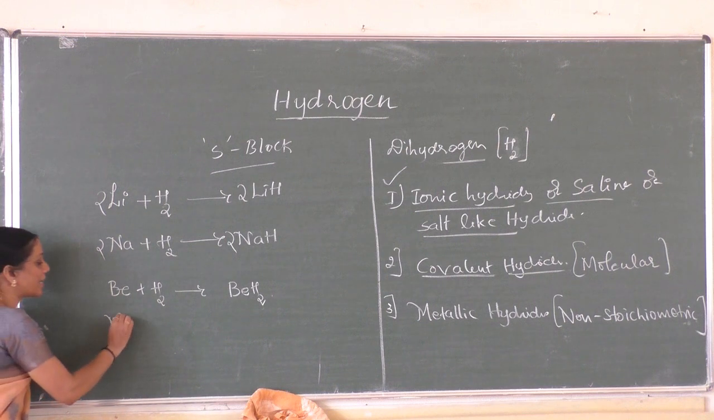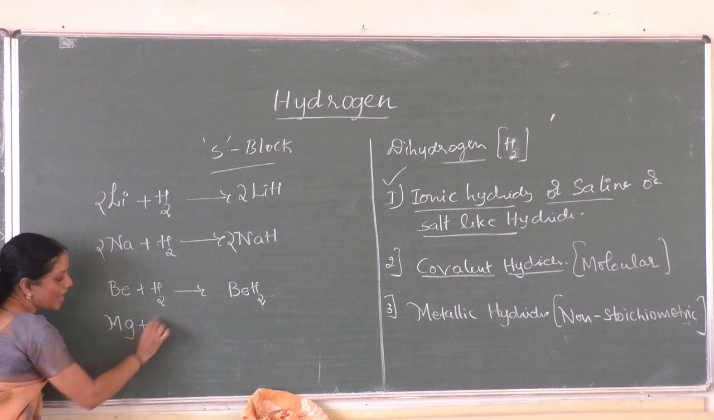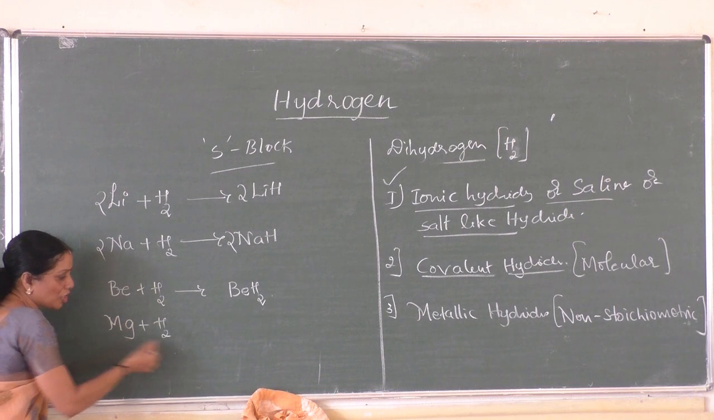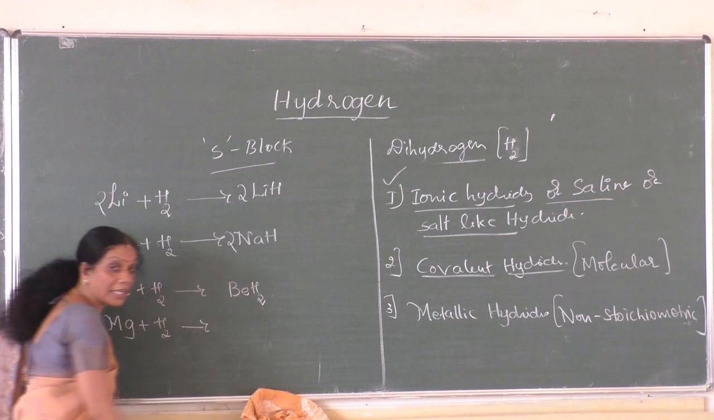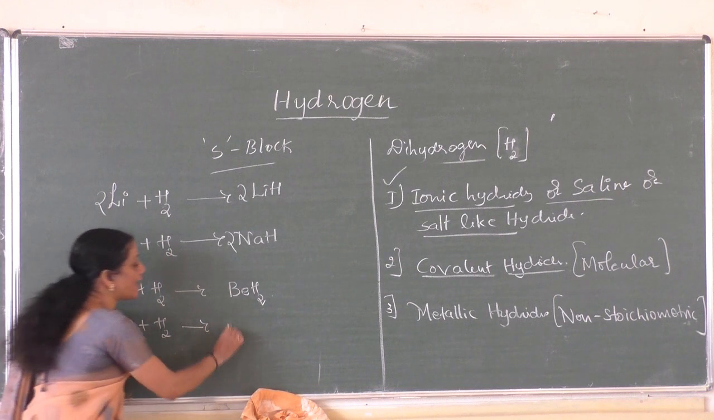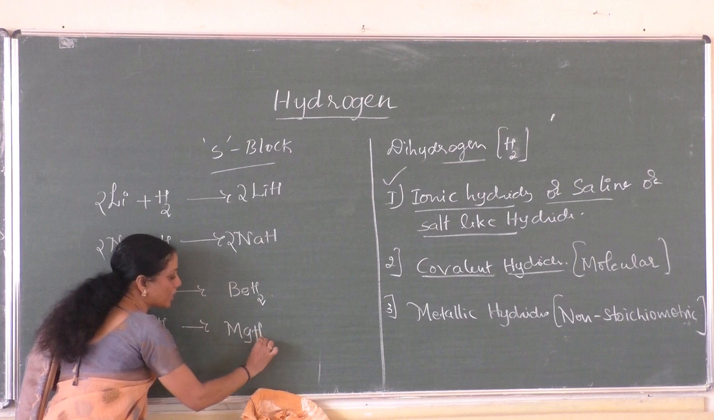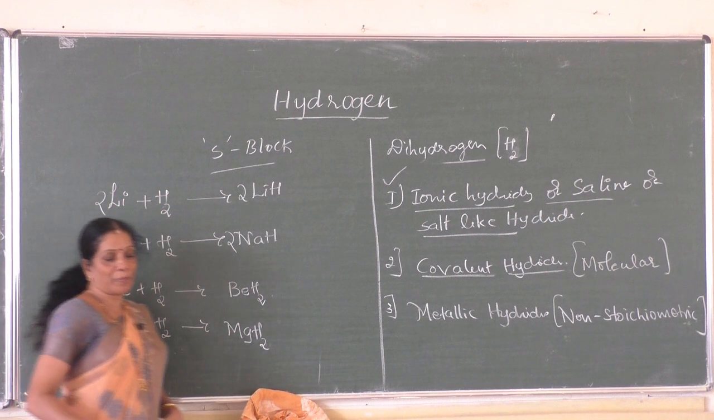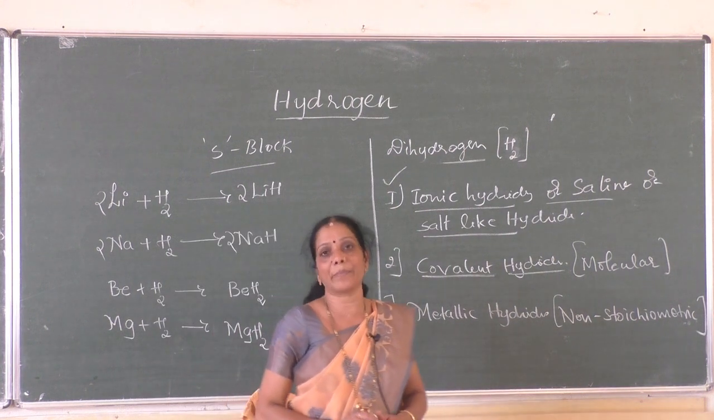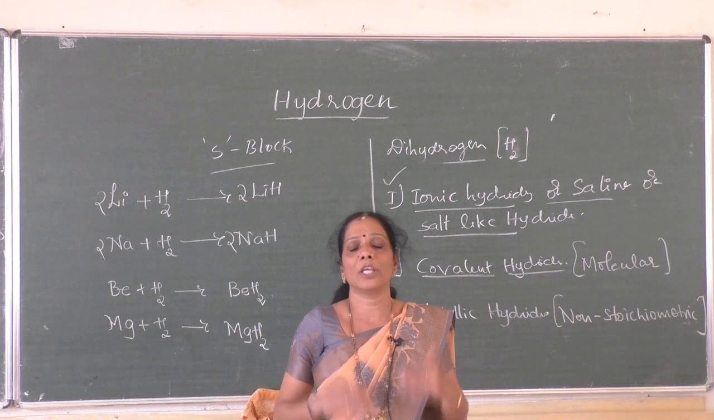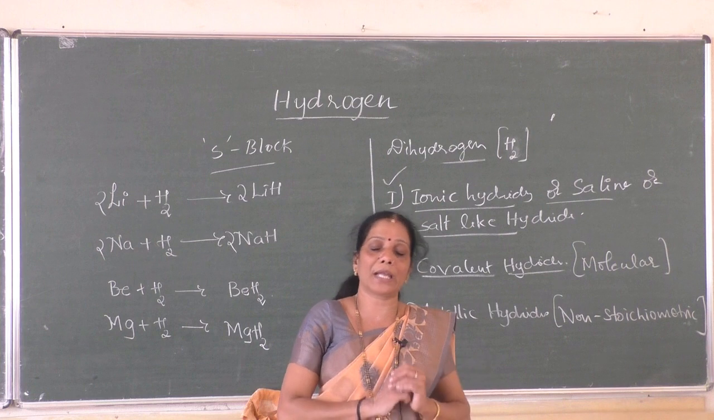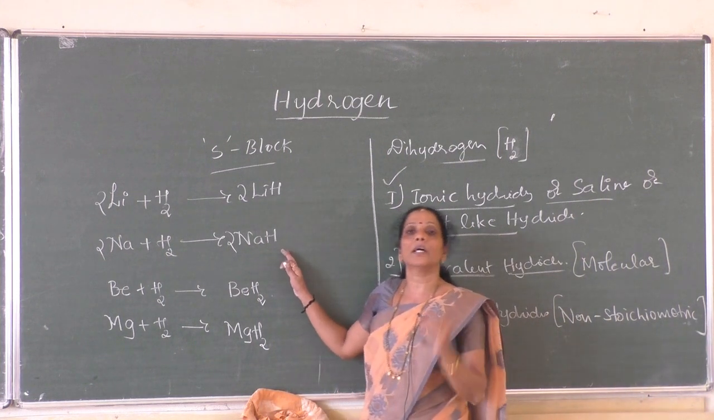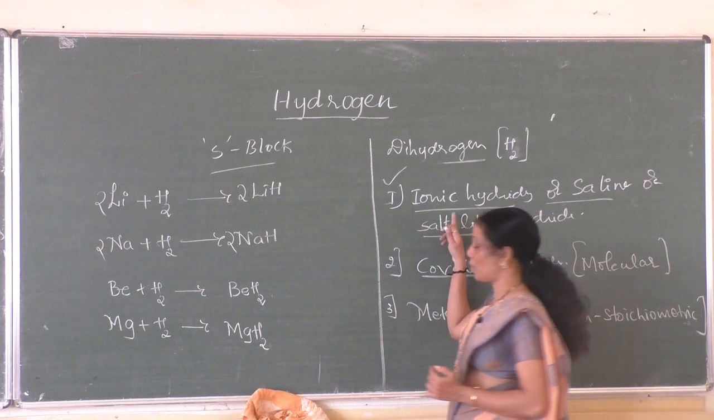Or if I consider the second group element magnesium, it has the tendency to react with hydrogen. Hydrogen can combine with magnesium, resulting in the formation of the binary compound called a hydride, and the hydride formed with magnesium is magnesium hydride. Listen here, it may be potassium hydride, rubidium hydride, or cesium hydride. Any s-block element, if it combines with hydrogen, the corresponding product, a hydride, is always called what?